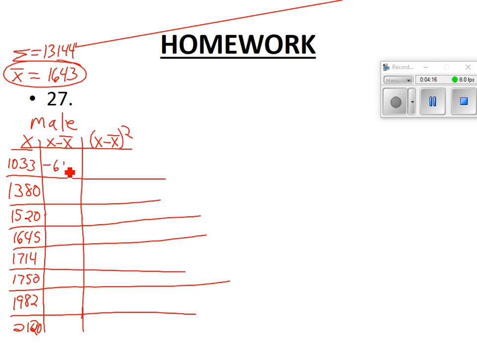Negative 610. How about this one? 1380. Negative 263. 1520. Then what? 1645. Two. That's real tough. 71. 107. 1982. 339. And 477. Say it again. 477.